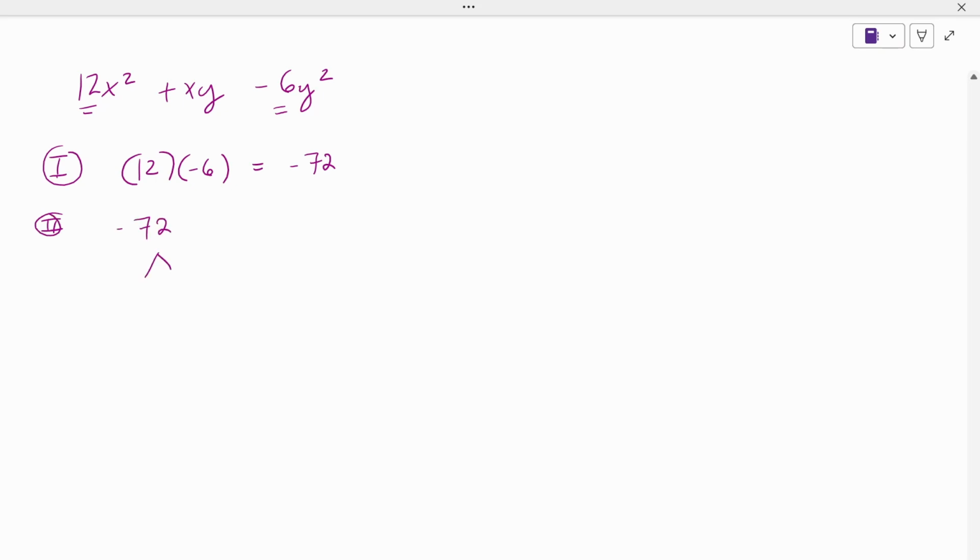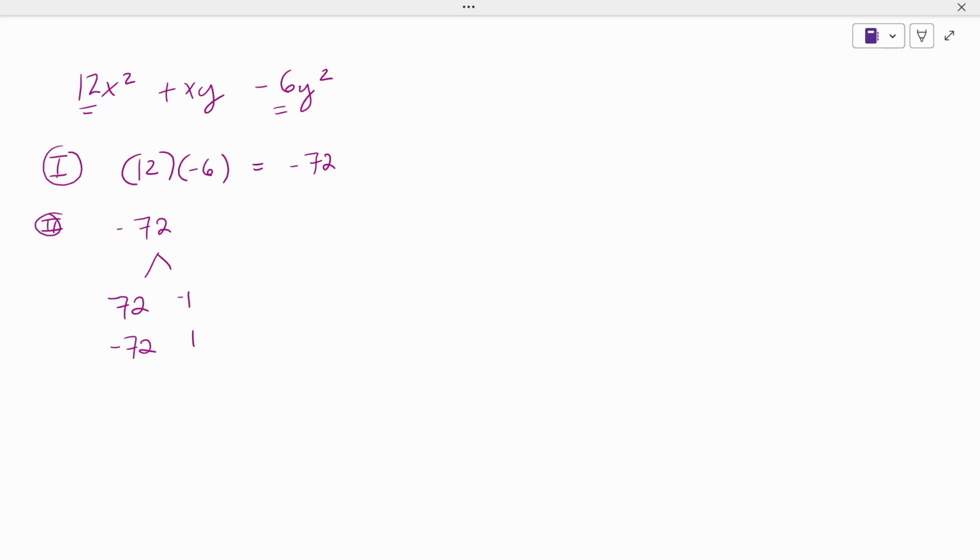So when we look at 72, you'll note that 72 is the same thing as, say, 72 and 1. So you might have, say, a positive 72 and a negative 1. You may have a negative 72 and a positive 1 that would multiply together to get 72.